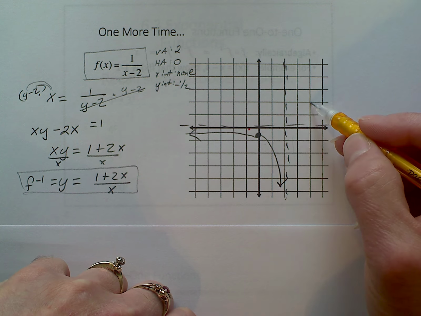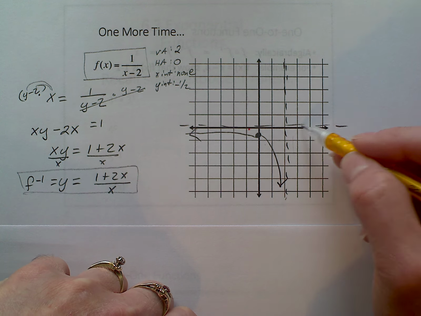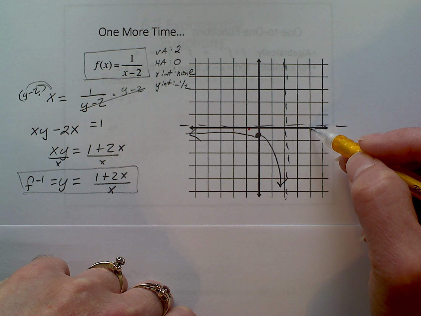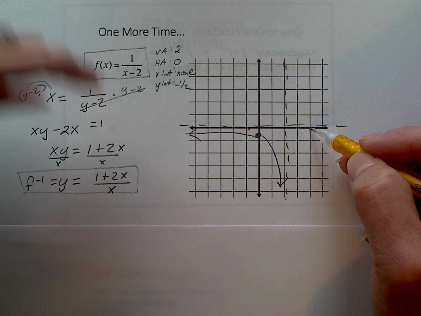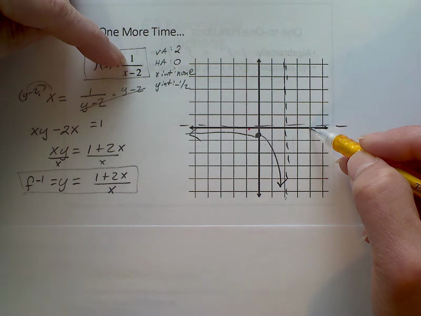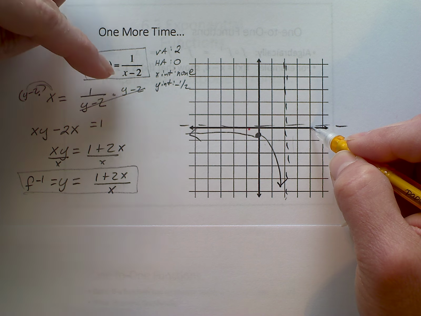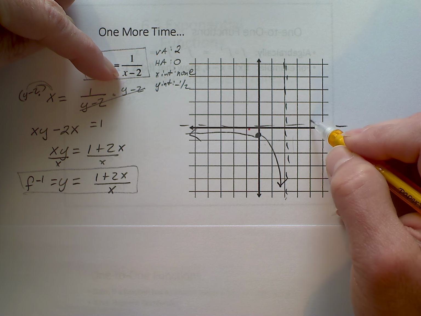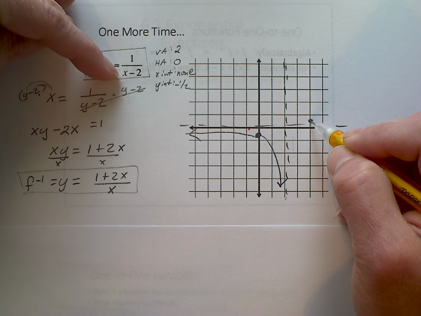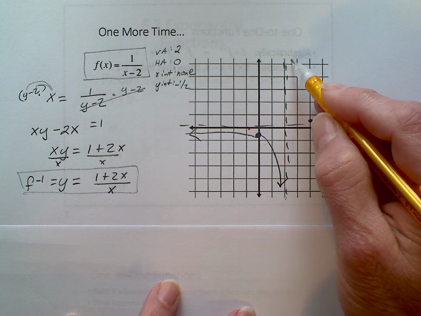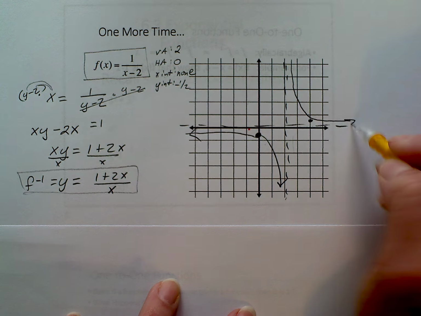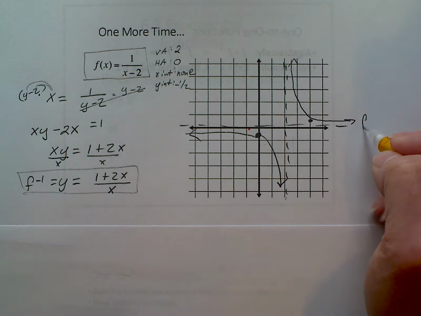How could I double check that? I could put in a value over here. Let's say I put in x equals 4. If I put 4 into my function as my x value, it would give me 1 over 4 minus 2, which is 1 over 2, which is here. It is above. Oh, I'm a good guesser. All right. That is F.